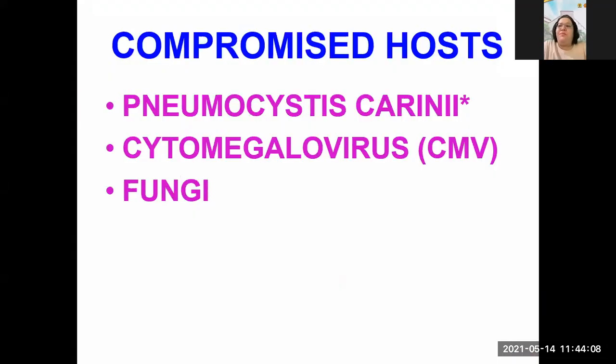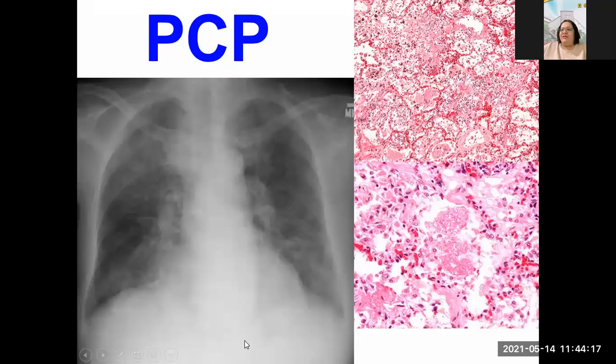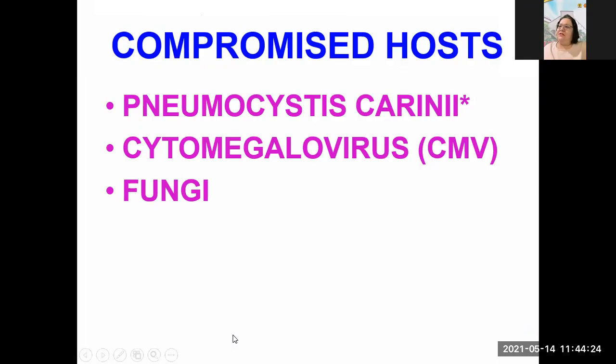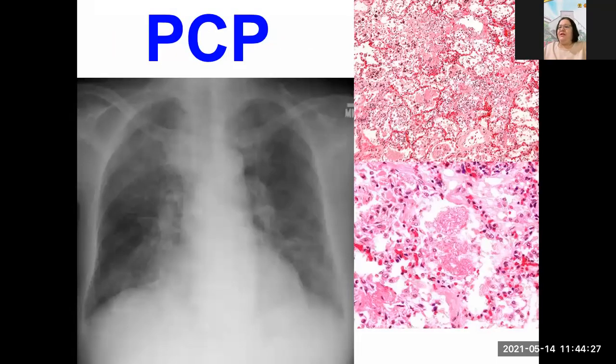So now let's go to compromised hosts. Let's discuss Pneumocystis carinii and cytomegalovirus and fungi. So this is PCP. Okay. Take note of the X-ray, how it looks and what you see microscopically. As you can see, there's a lot of infiltrates going on here. You can see that there are infiltrates in both lung fields. The costophrenic angle here is intact, so there's no effusion.